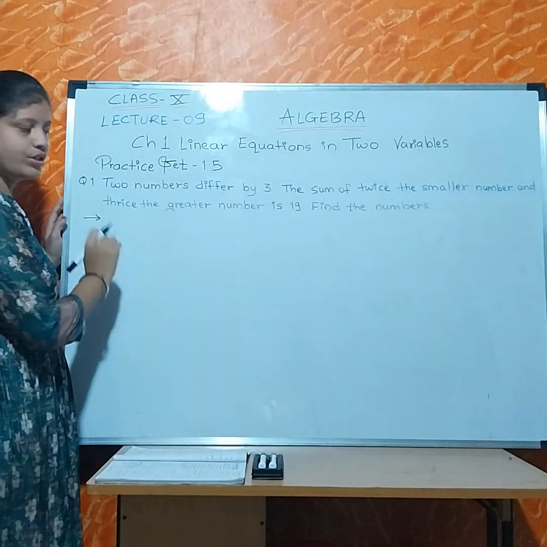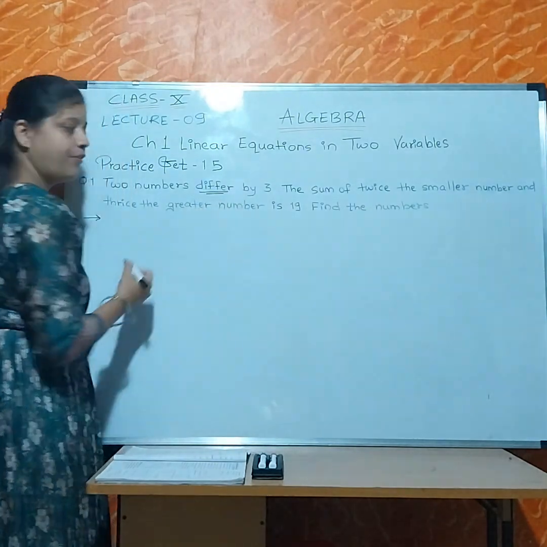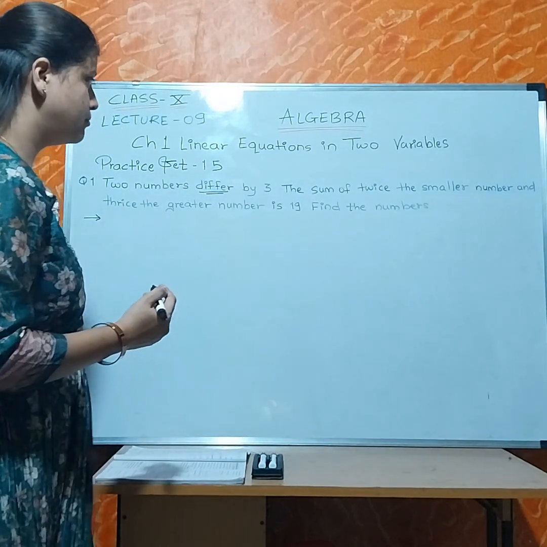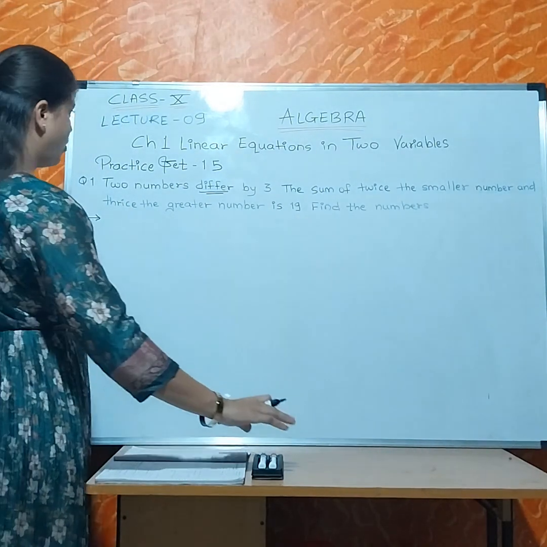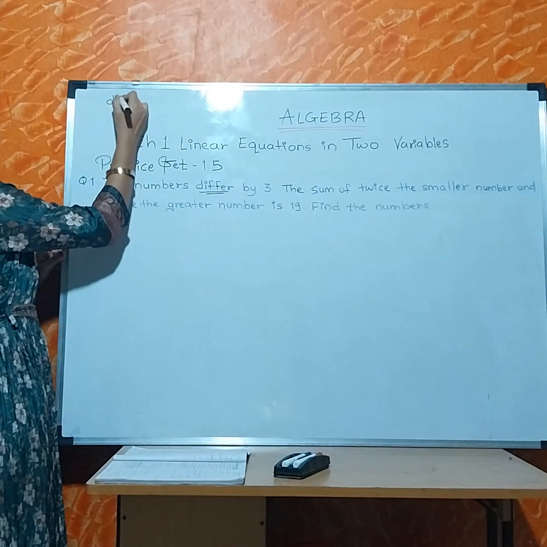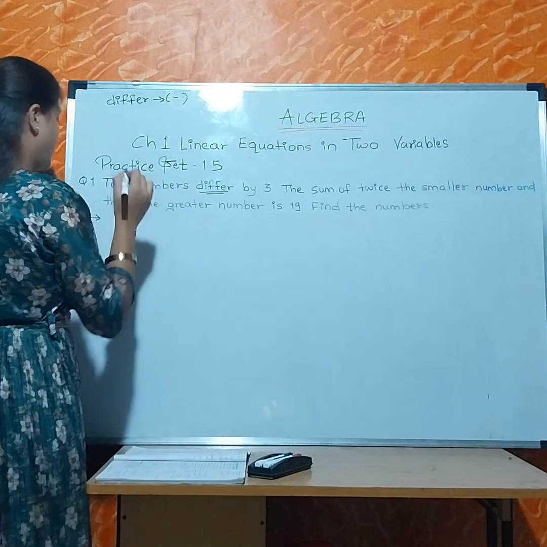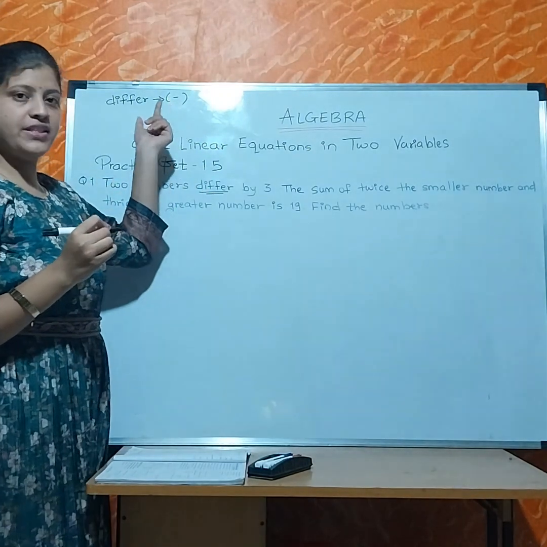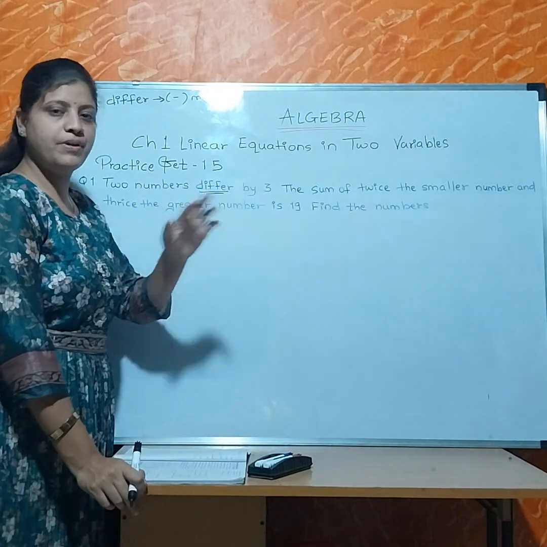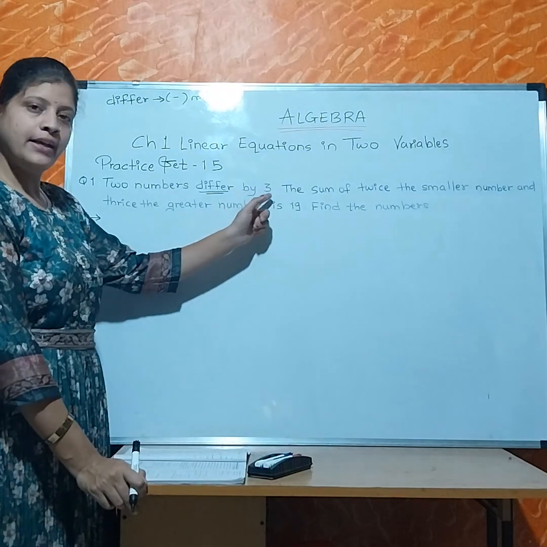So what is the first question? Two numbers differ by 3. Now here, this word differ means difference. I will write this in one box. Now see, differ means what? Difference. Difference means minus. This is our first phrase. Two numbers differ by 3 means there are two numbers, and the difference of those numbers is 3.